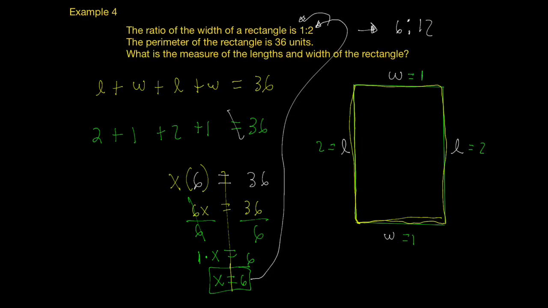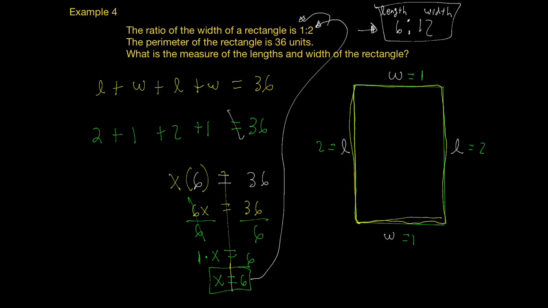So what is the measure of the length and the width? Well, the width is 6 and the length is 12. Sorry, I always spell length wrong, but this time I got it. So 6 to 12. So now we got the correct comparison here.